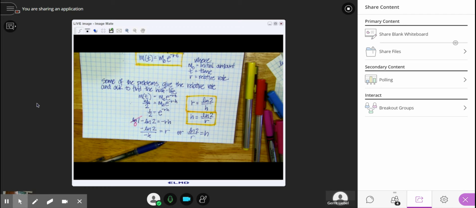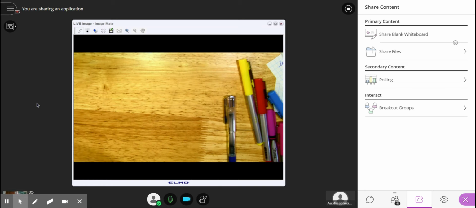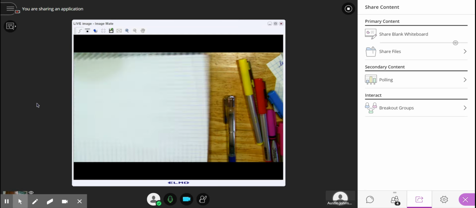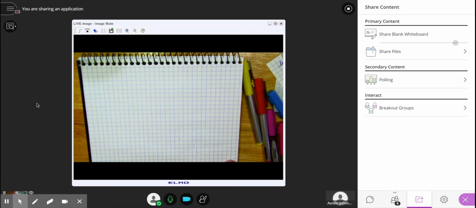Correct. Yep. You'll need these for some of the problems in the assignment. If they give you the half-life and ask you for the relative rate, and some of them will give you the relative rate and ask you for the half-life, you're just switching them back and forth. Sometimes that's exactly what they're asking you, and sometimes it's a part of the problem and you have to recognize that you need to switch, right? Okay.